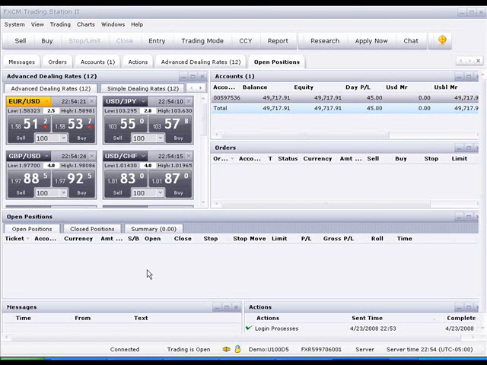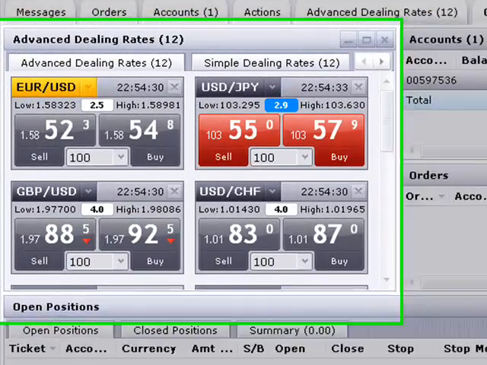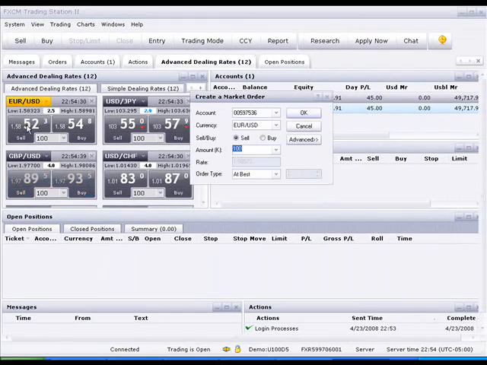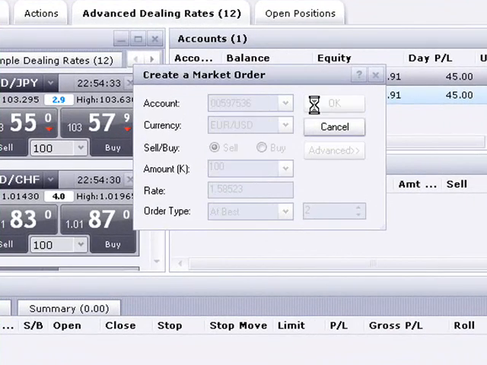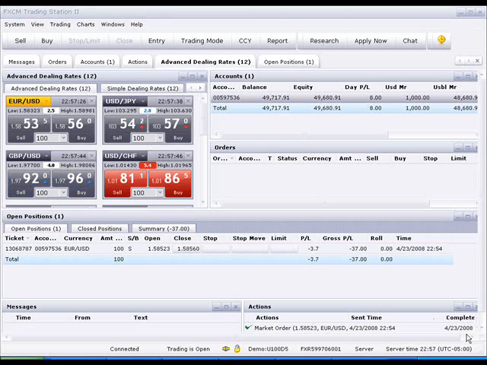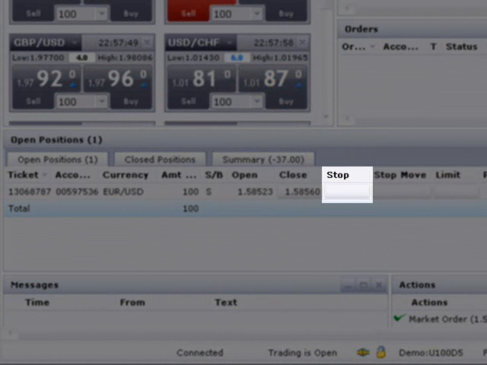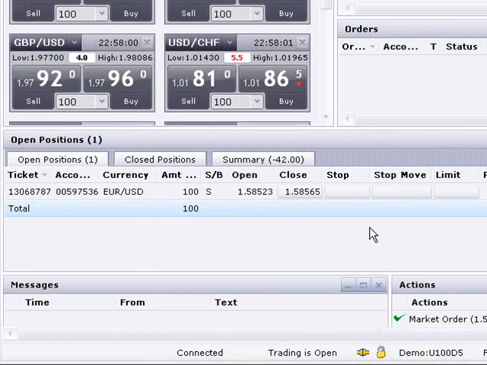As we know from our previous lessons, the first step in the process to place this series of orders is to place the market order, so go ahead and click on the sell rate for euro-dollar and execute a one-lot trade. Once that trade is executed, it should show up in the open positions window of the platform where you can see the open and current close price for the trade. In this window, you will also see a column that says stop. Left click on this column, which will bring up the stop loss window.